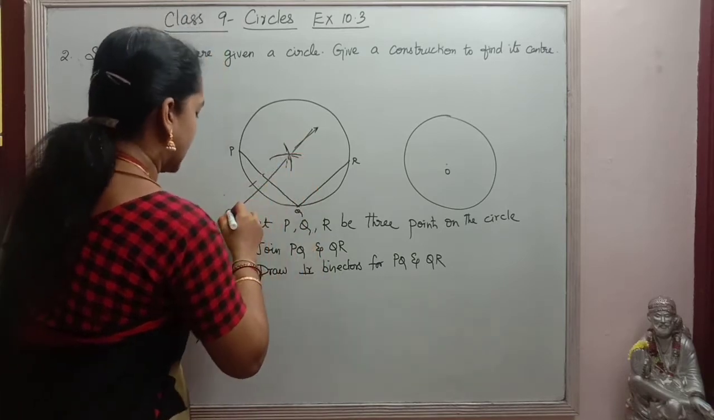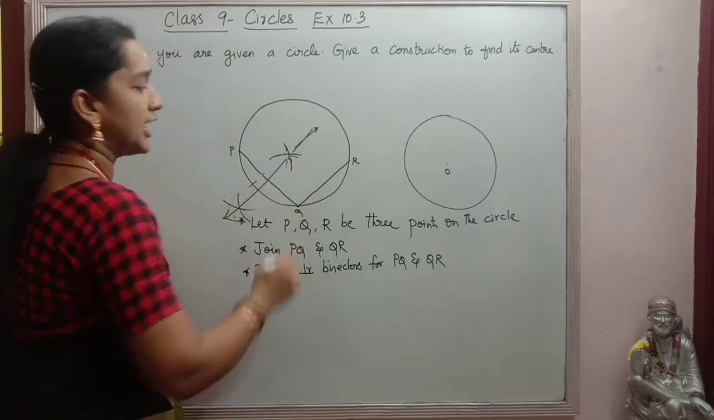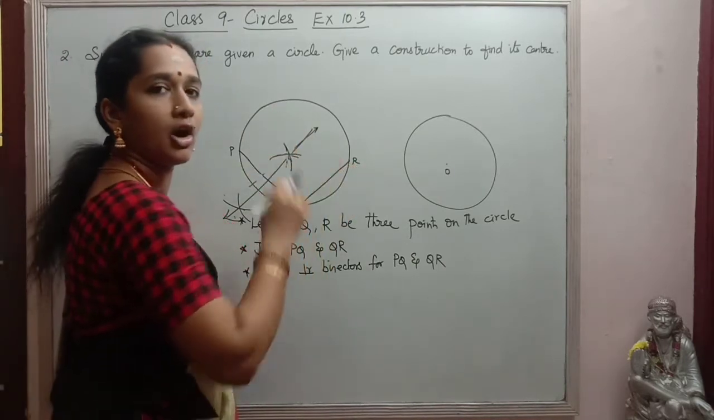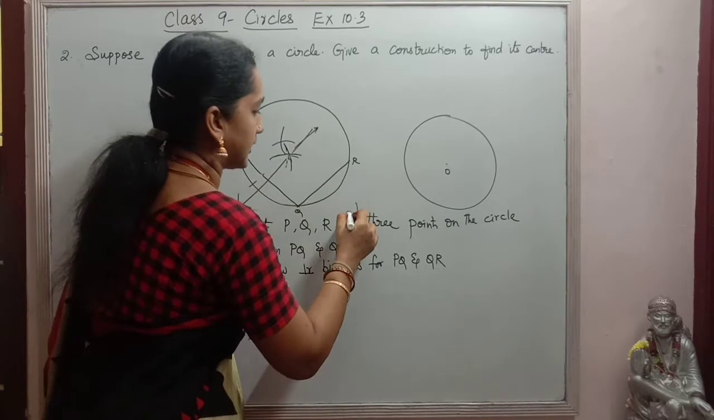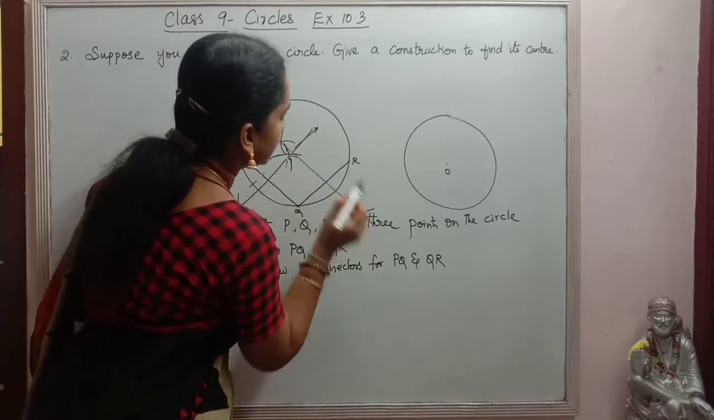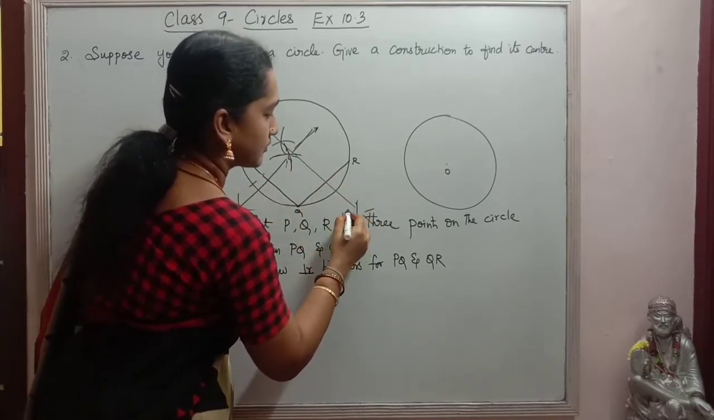So the same procedure we have to do for this QR also. We are going to draw the perpendicular bisector. Like this we will get.